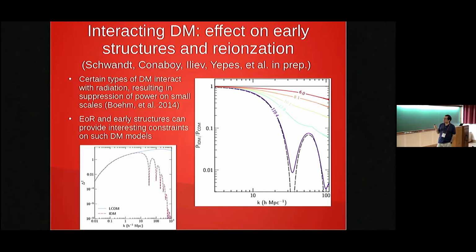Because of course we haven't detected dark matter, so we don't know what this might be. And of course, there are different options, and some have different properties on small scales. In particular, we're interested in a type of dark matter which interacts with radiation in the early universe. So this introduces a suppression of the power spectrum on small scales and a kind of oscillations.